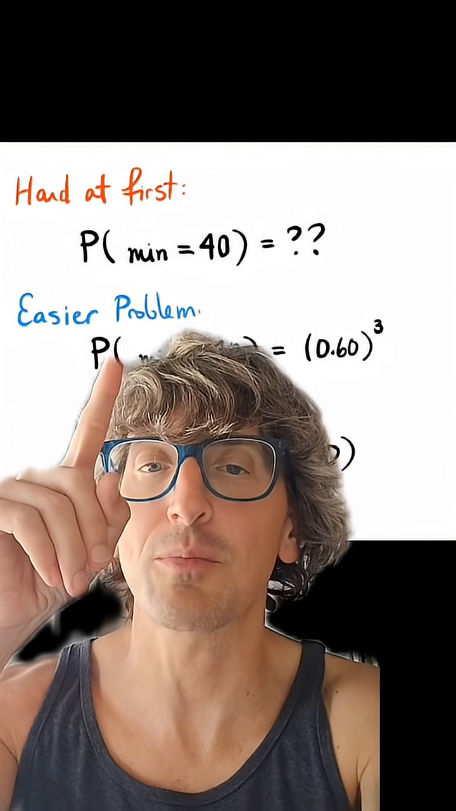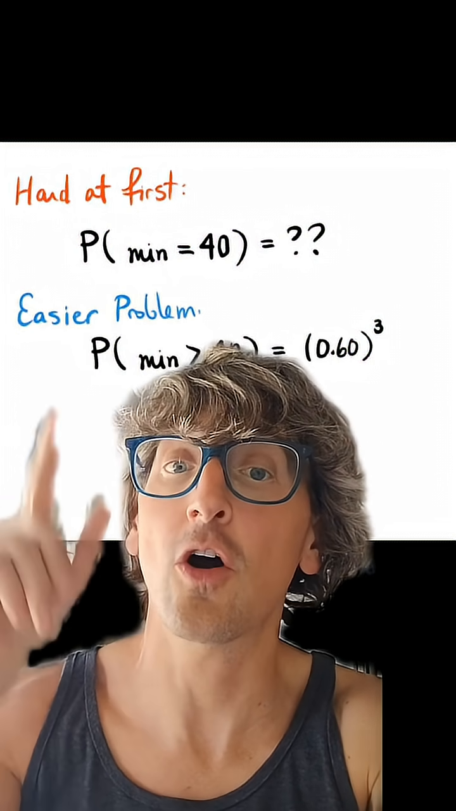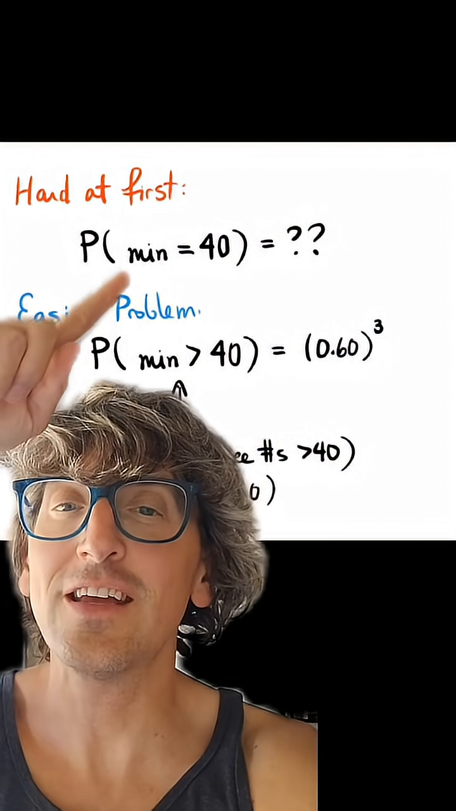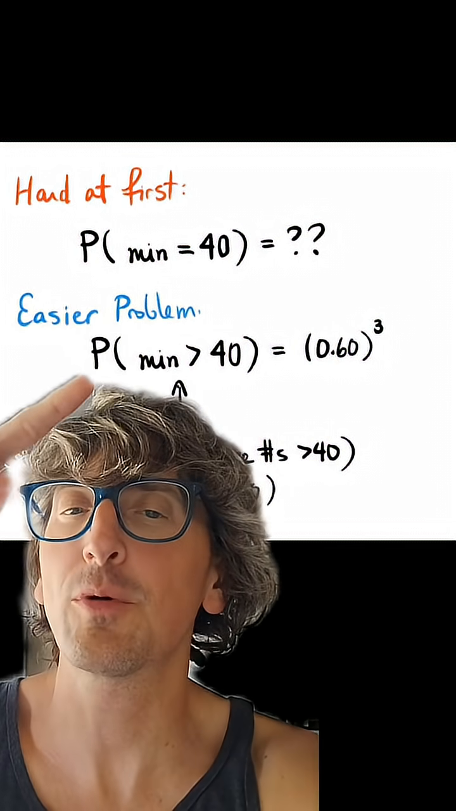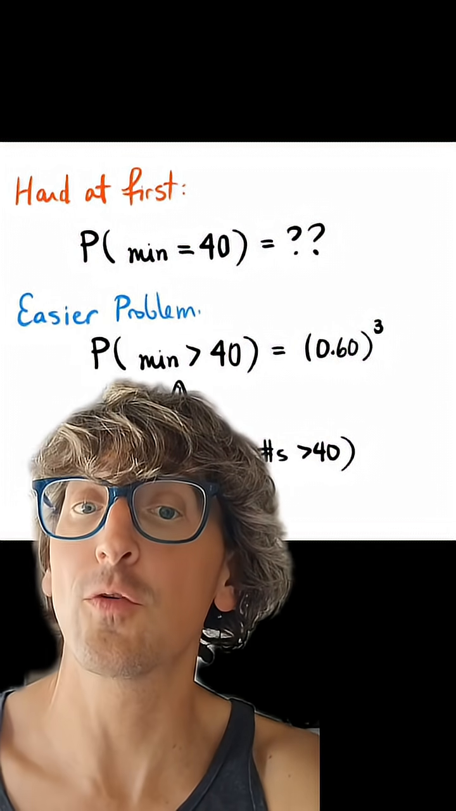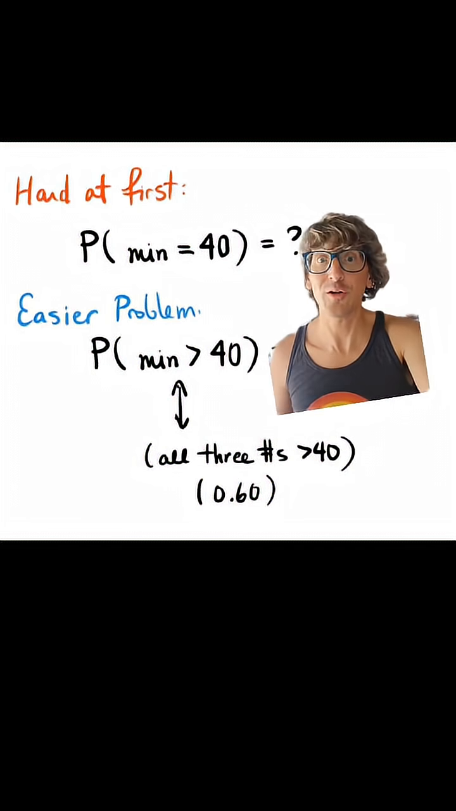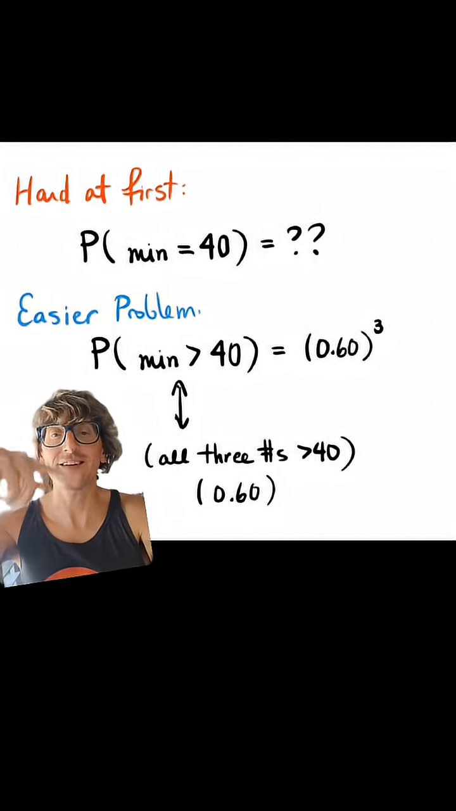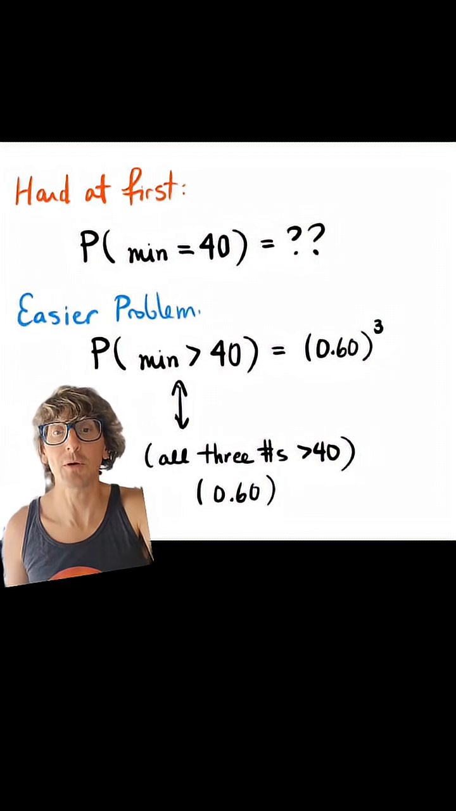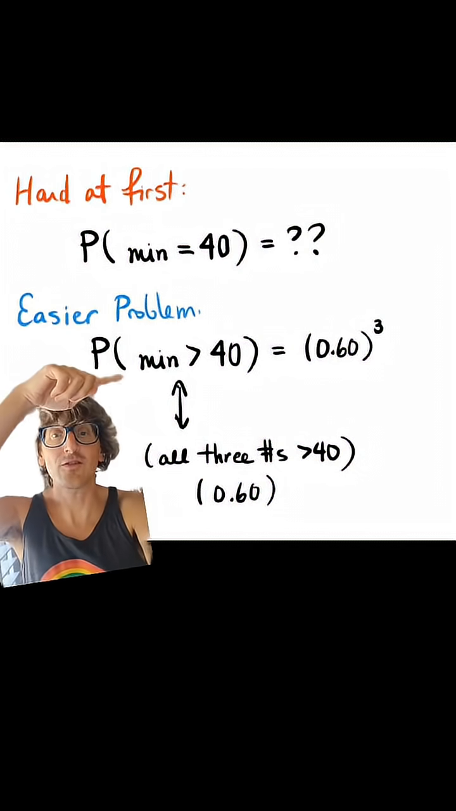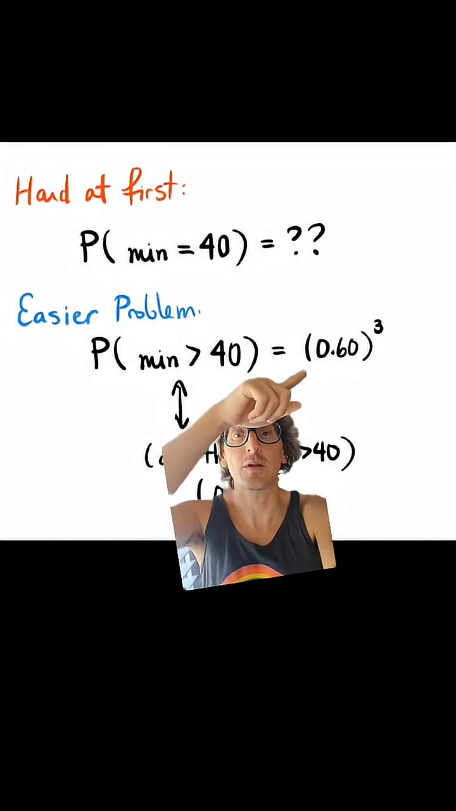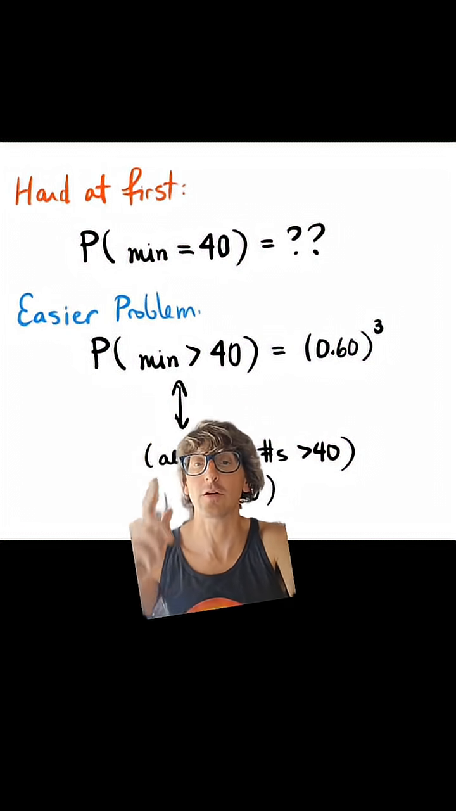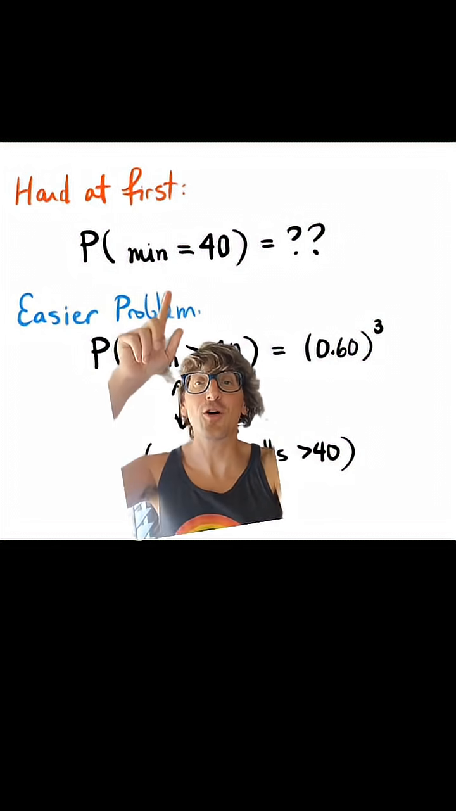But there's a much easier problem, and I'm going to show how to connect it to the harder problem. The easier problem just changed that equal sign to an inequality and says, what's the probability that the minimum is greater than 40? Well, if the minimum is greater than 40, then all 3 numbers have to be greater than 40. And if that's the case, then the minimum would be greater than 40. And so this is just equivalent to counting this thing down here. And we know that there's a 60% chance that any individual number is going to be bigger than 40. So because those events are independent, we just get this nice formula for the probability of something being greater than 40. How do we connect this to the harder problem though?